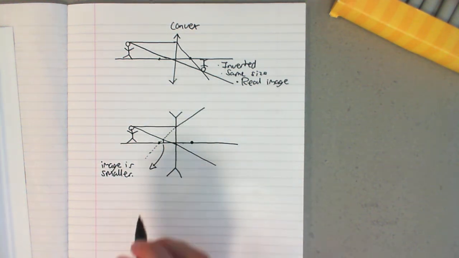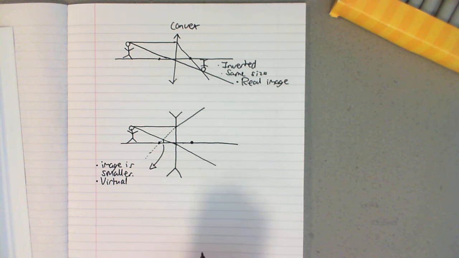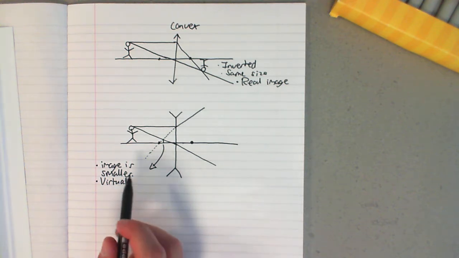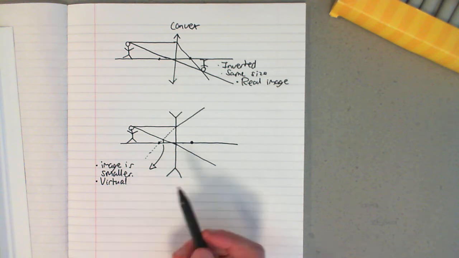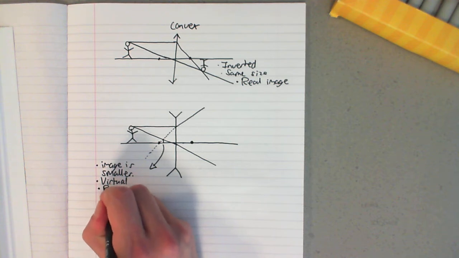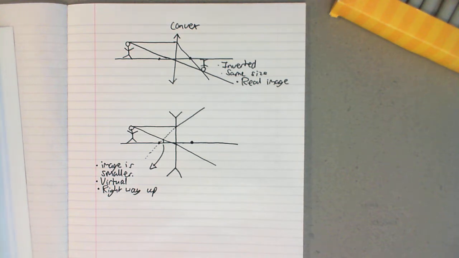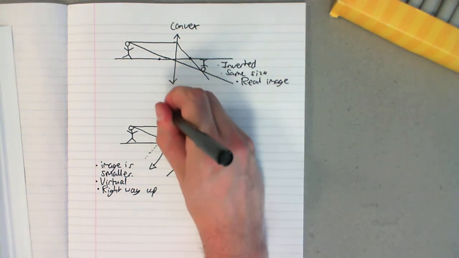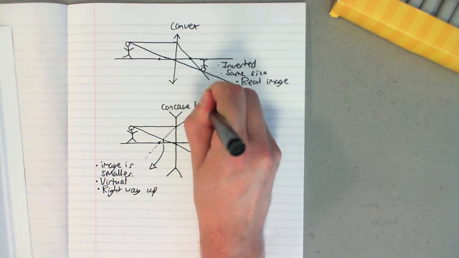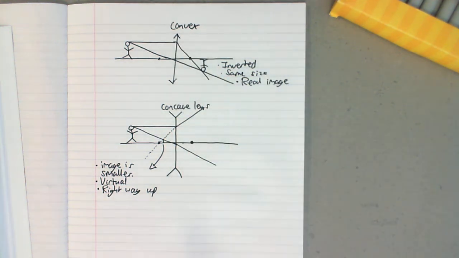Our image is smaller and it is not real, so we say it is virtual. You get these with concave lenses. So the image is smaller, it is virtual, but you can still see it's the same direction, still upwards, so it's the right way up. Or you could say it's not inverted, or just say it's upright, it's up to you. So that is for a concave lens. Remember, concave has this shape represented, convex has this normal arrow.